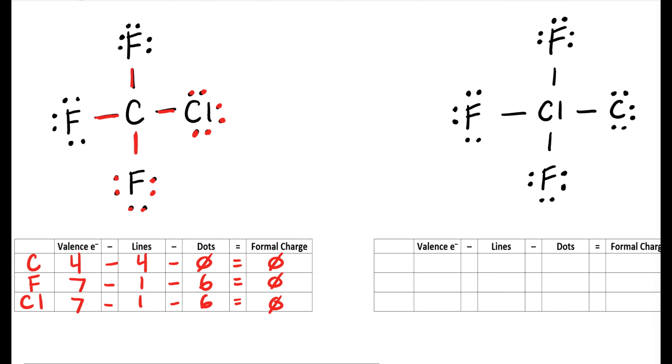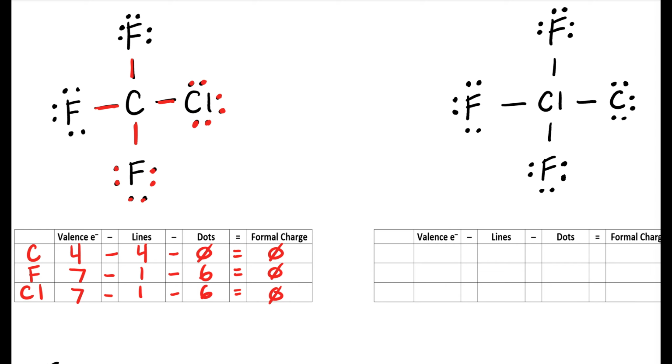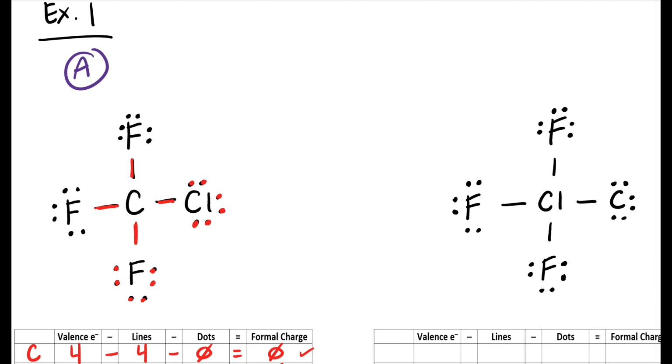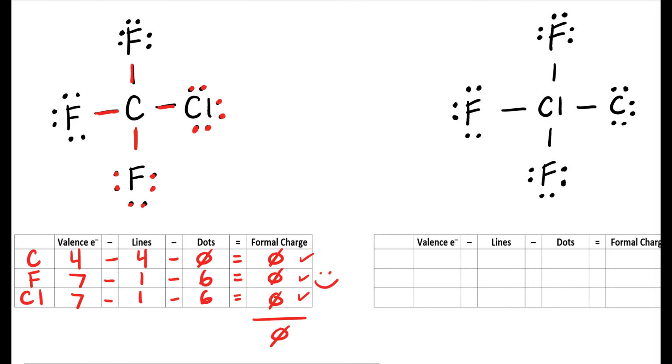And I'm looking at how good this Lewis structure is. First thing I notice is that everybody has a formal charge of 0. That's really good. And then another thing I need to check for, I need to make sure the sum of the formal charges equals 0. And it does. So I'm going to repeat this for our second Lewis structure, and we'll just call this Lewis structure B. I want to calculate the formal charge of all the elements again, and we'll just go carbon, fluorine, chlorine again.